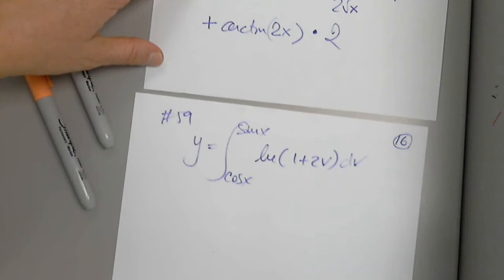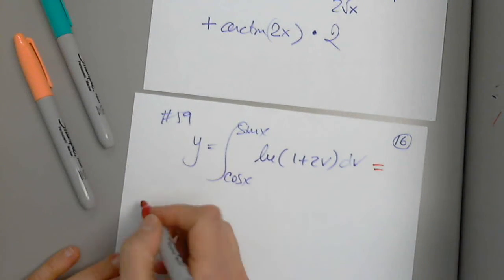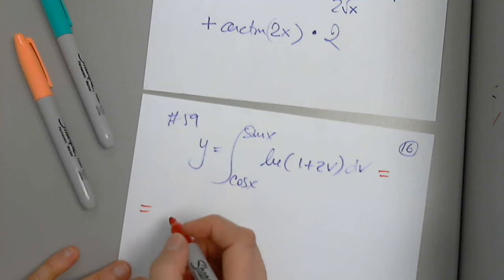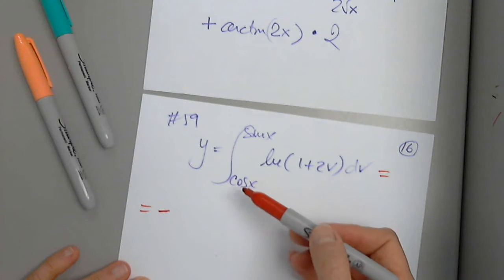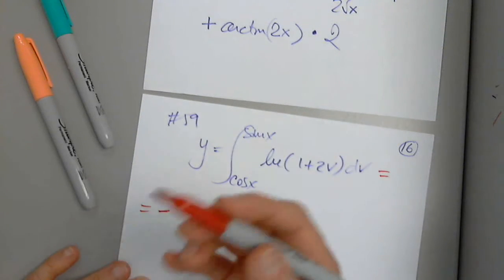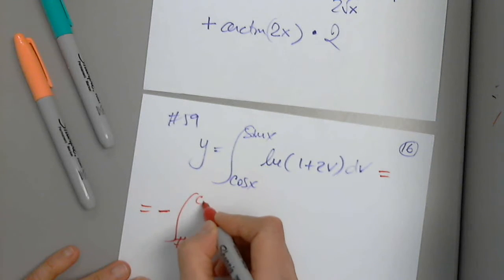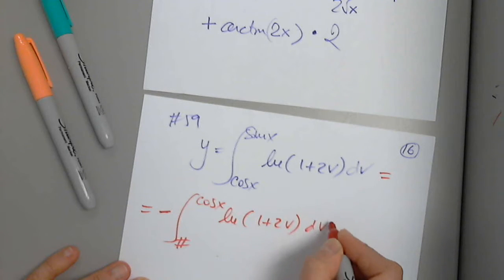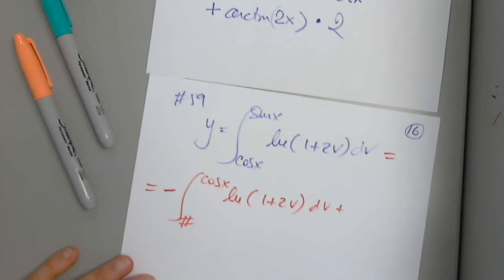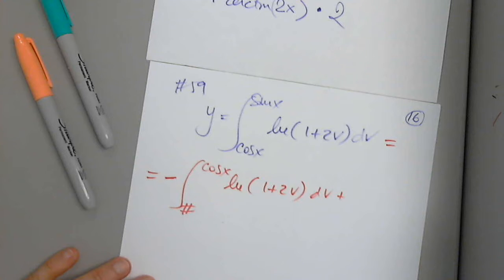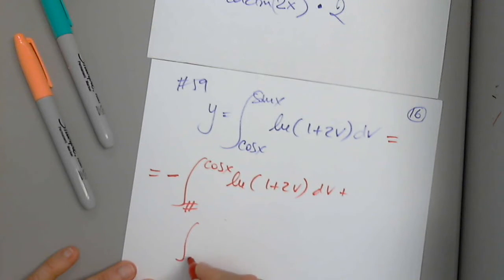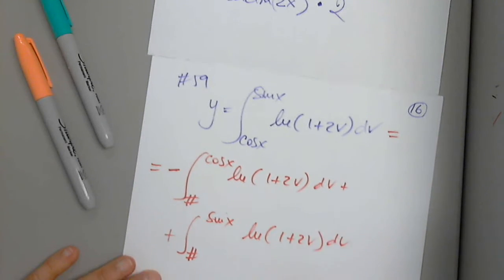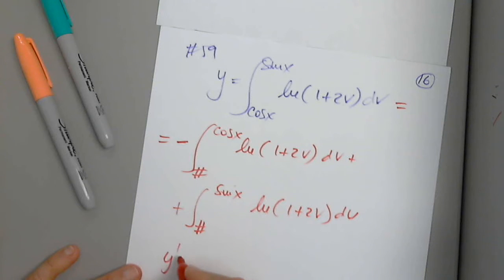No. So what should we do first? Split it into a sum. Good. So can I already write the integral? It should have been from cosine x to the number, so I'll write it from the number to cosine x with a minus in front, and plus the integral from the number, exactly, to sine x of natural log of 1 plus 2v dv. Awesome. And now we are ready for y prime.